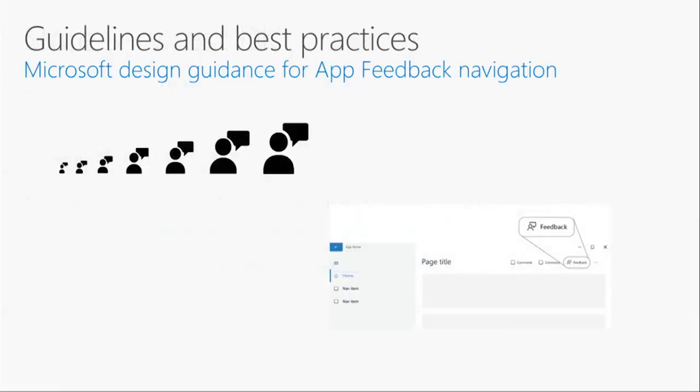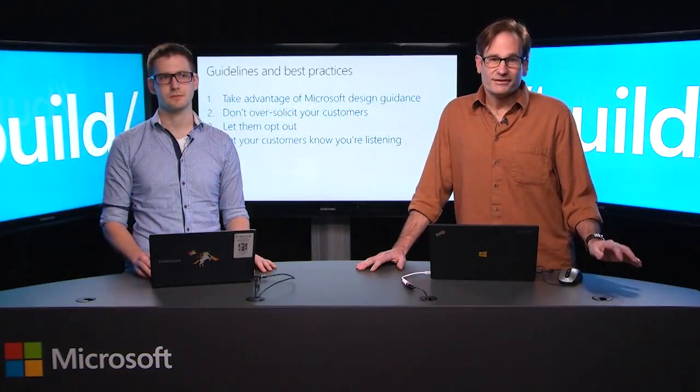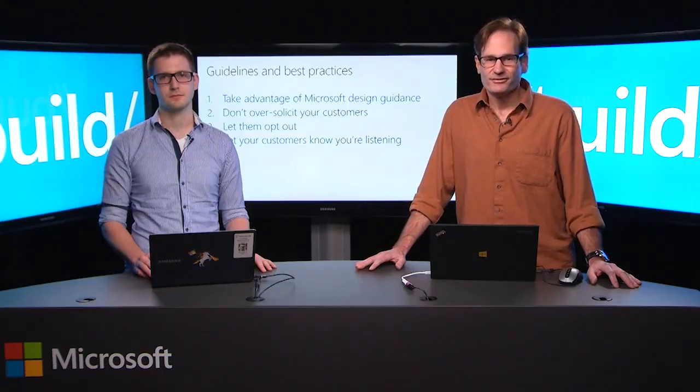So let's talk about a few best practices and guidelines when using app feedback in your app. Microsoft provides some icons and design suggestions you can use when implementing feedback in your app. Consider using these assets so your feedback link is consistent and recognizable to your customers. Next, if you're proactively asking your customers for feedback on an event that they may see more than once, it's a good idea to track and limit how often you're asking your customers for feedback. It's also a good idea to give your customers a way to opt out of giving you feedback. And finally, if you are collecting feedback on your app, let your customers know you're listening by reading the feedback and using it to fix problems and add the features they're asking for.